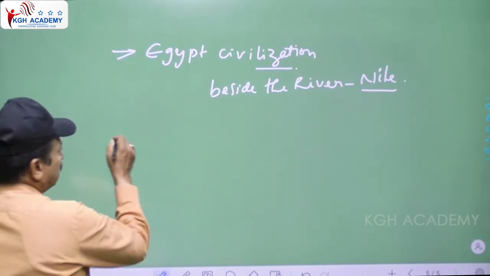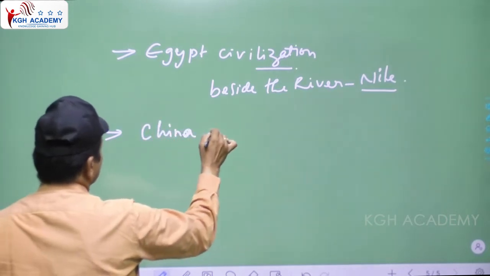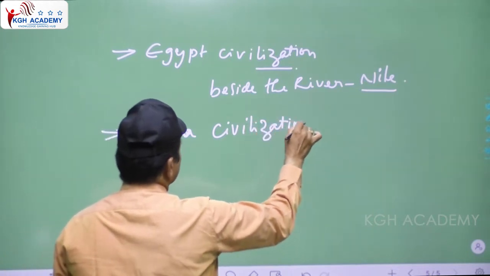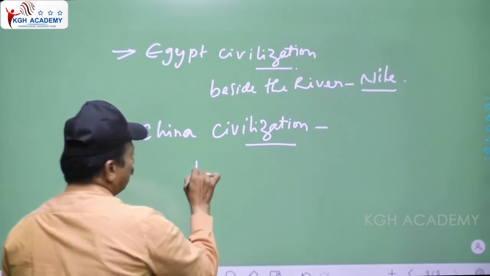Then after this, the third one is China civilization. That also flourished beside the river Huanghe.